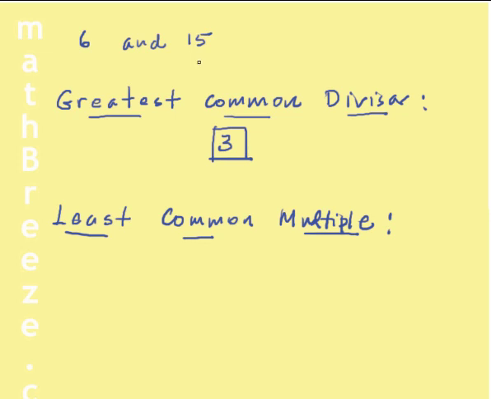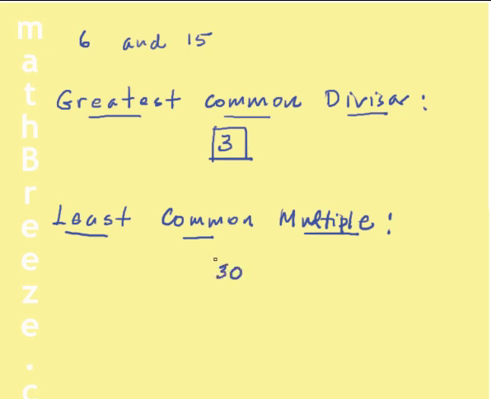So let's look at multiples of 15 and think about whether or not the number is also a multiple of 6. So let's start with 15. All right, well, 6 doesn't go into 15 evenly, so 15 is not a multiple of 6. Let's do 15 times 2, which is 30. All right, 30 is a multiple of 15, and it's also a multiple of 6 because 6 goes into 30 evenly. 6 times 5 is 30. So 30 is the least common multiple.